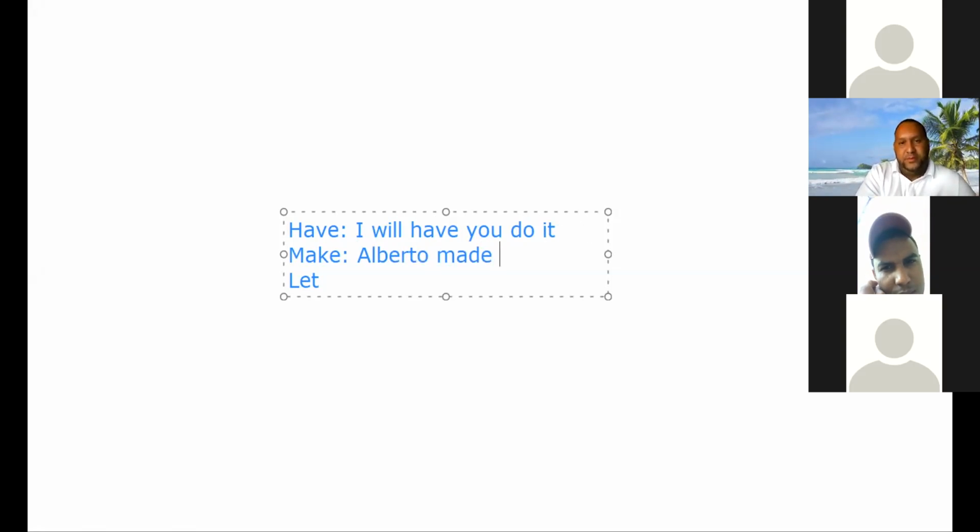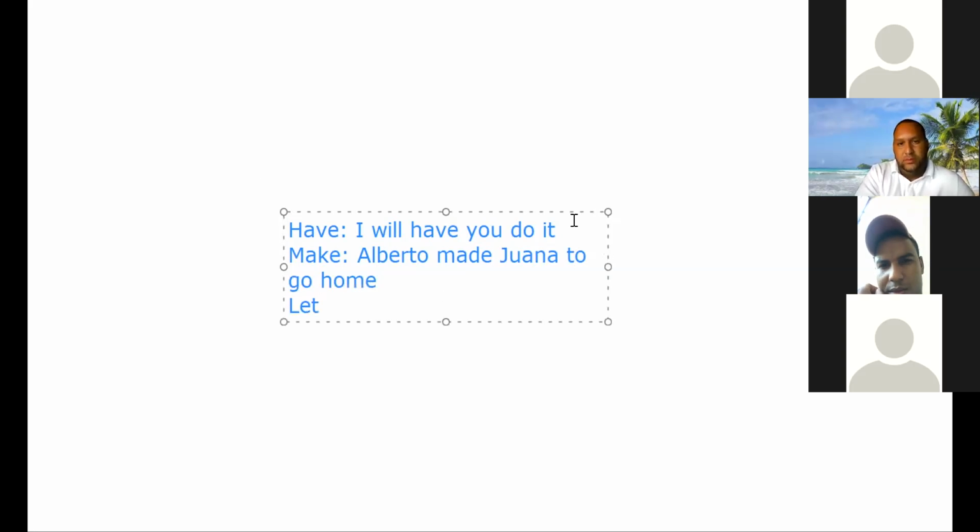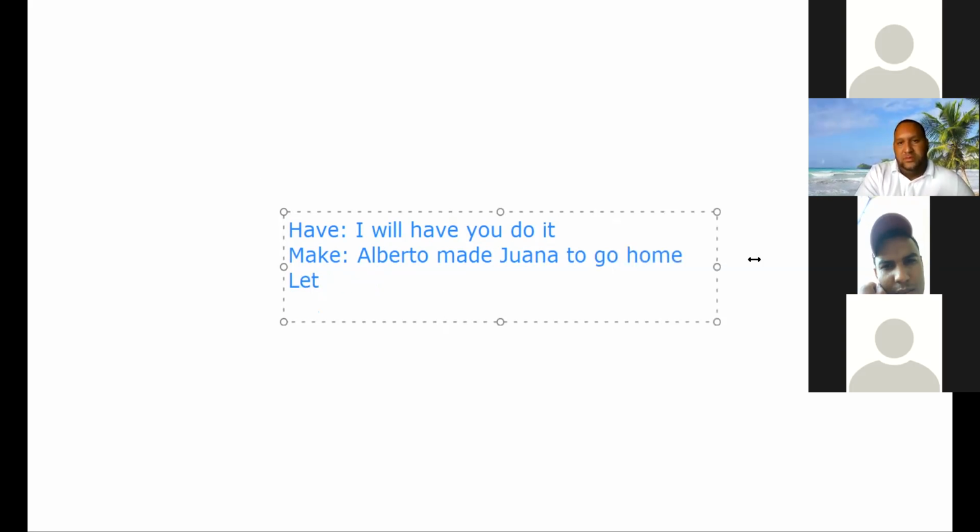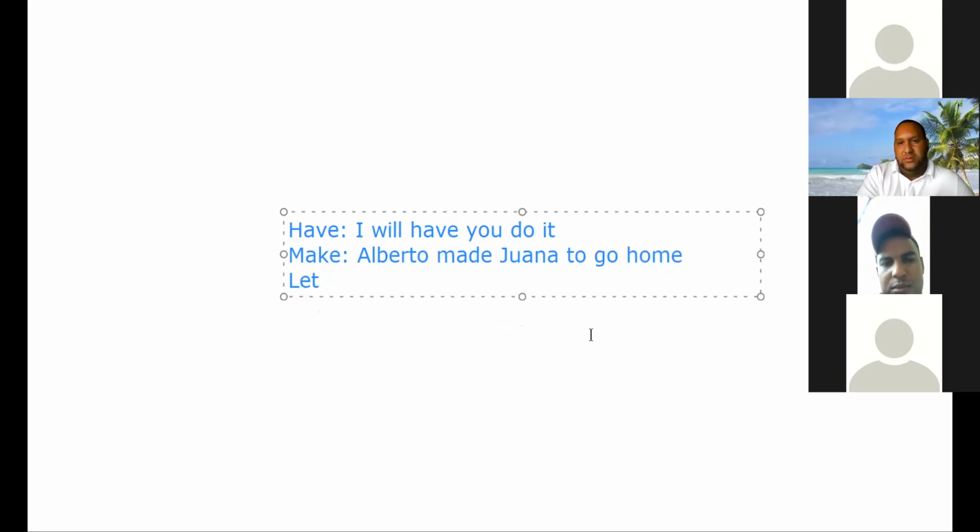And make also, like Alberto made Juana to go home, for example. You see? When you say Alberto made Juana to go home, to sounds weird because it doesn't go there. You just say Alberto made Juana go home, right? Whenever you use make, whenever you use have, and whenever you use let, you don't have to use the particle to after the noun or after the complementary pronoun that Jokesi mentioned.